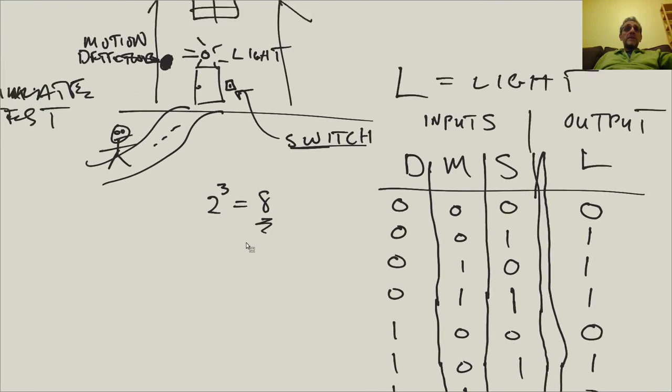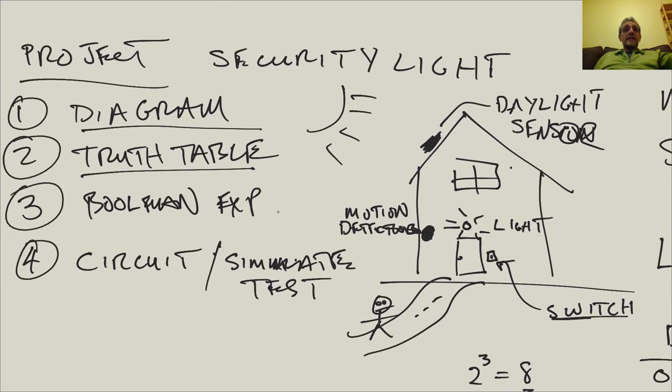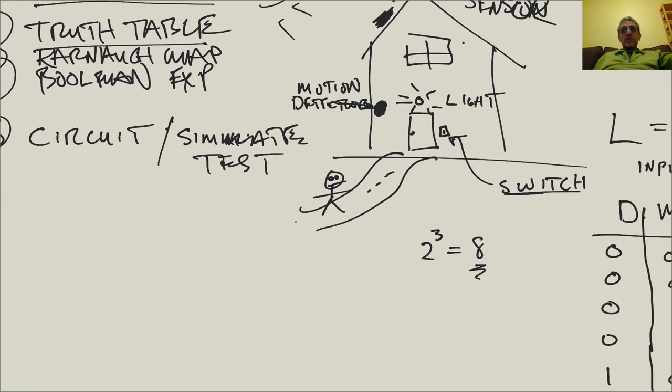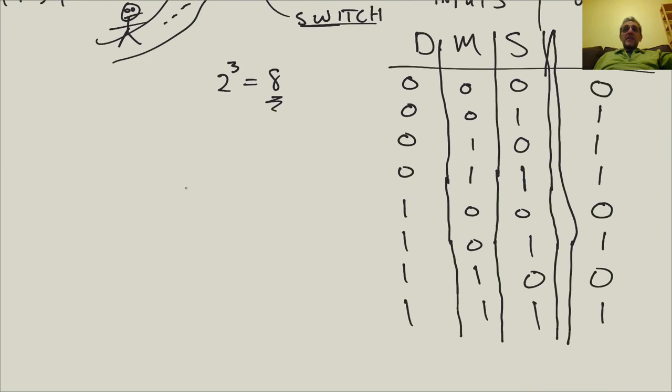Now let's quickly go back and see, what's next? Oh, you know what? Actually, oh my goodness, I totally forgot a step here. So this is actually going to be step four, and this is going to be step five. I forgot the most important step of all, and that's the Karnaugh map. We had to make the Karnaugh map before we do the Boolean expression. And we make the Karnaugh map from the truth table. So the next thing we gotta do is take this truth table and make a Karnaugh map out of it.